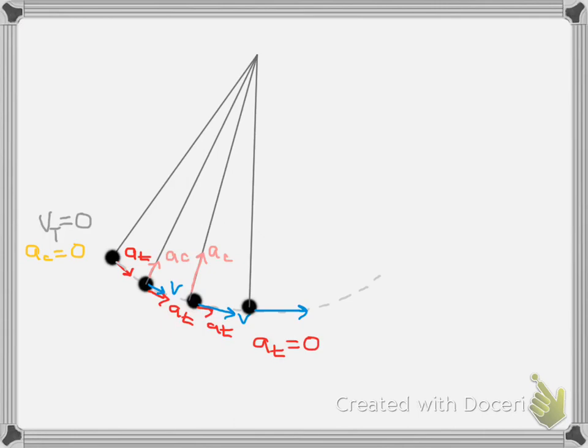At the very bottom of its path, the tangential acceleration has decreased to 0. That means the amount of speed that it gains with time has decreased to 0. And it's got its maximum speed at this point. That means it has its maximum centripetal acceleration at this point.